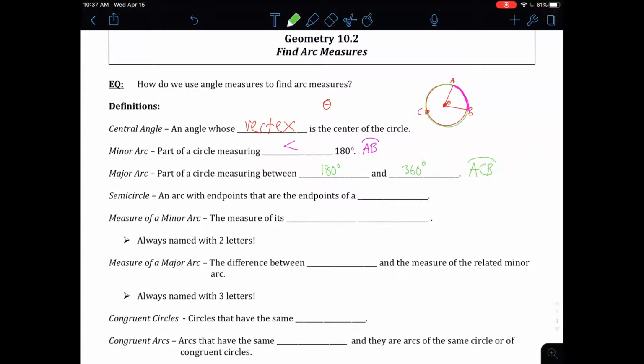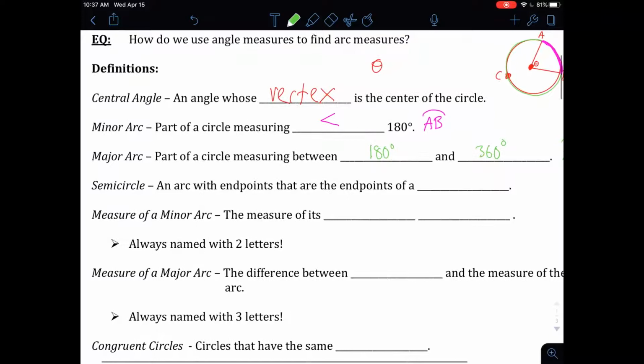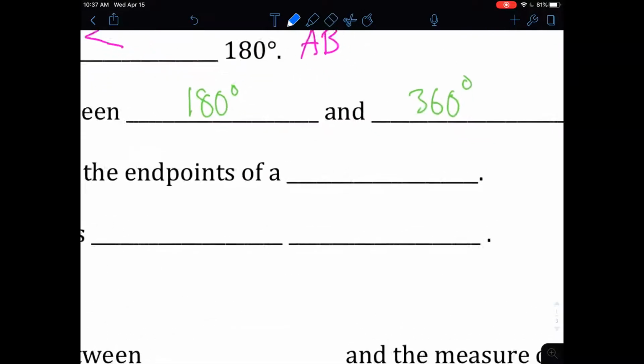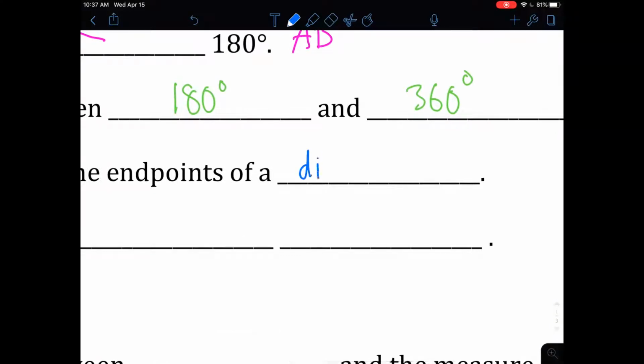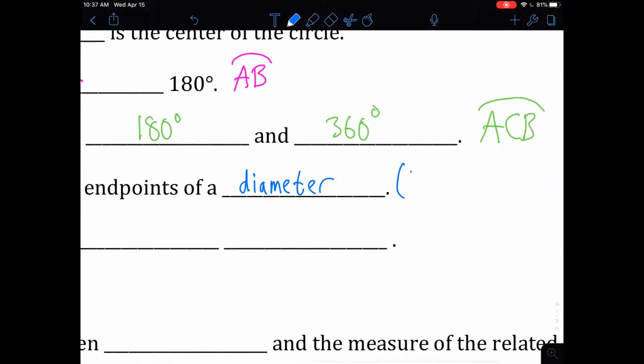Cool. And then we're going to talk about a semicircle, an arc with endpoints that are the endpoints of a diameter, which is going to equal 180 degrees.